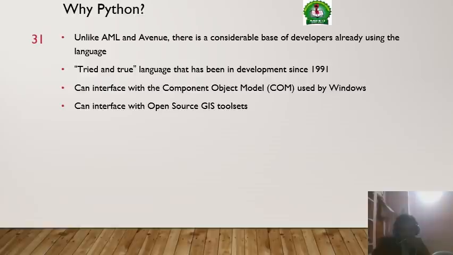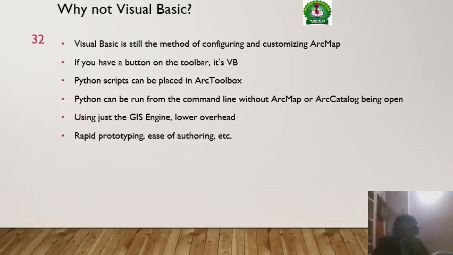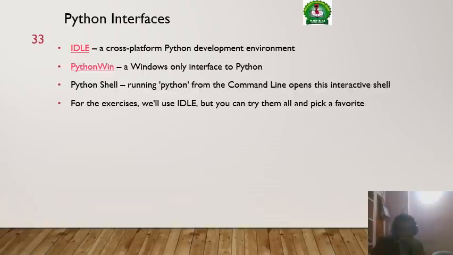Developers have been using the Python programming language since 1999, and it also has an interface with the component object model, the Windows component object model, which has interfaces and open source GIS toolsets. And visual, it's not Visual Basic; if you press a toolbar in the visual button, it will be displayed. And Python can be run as a command with ArcMap or ArcCatalog, and the GIS engine, with rapid prototyping and easy authoring. And the Python interface is an IDE, a cross-platform Python development environment.